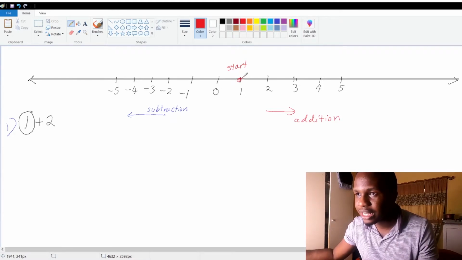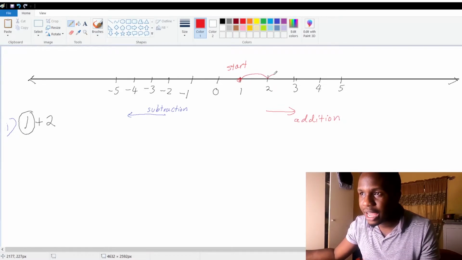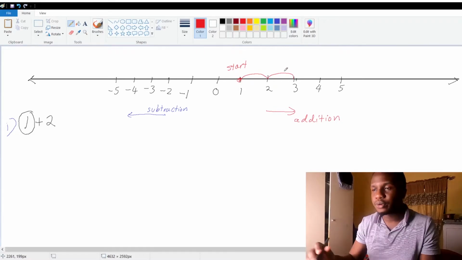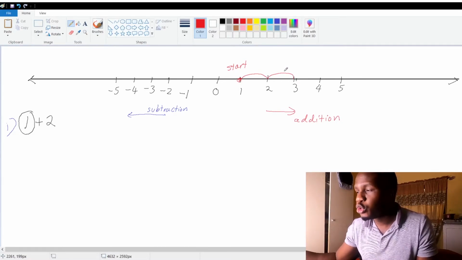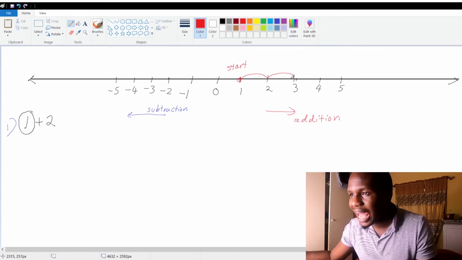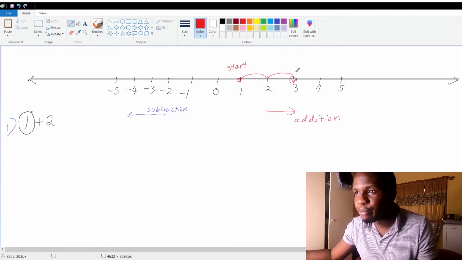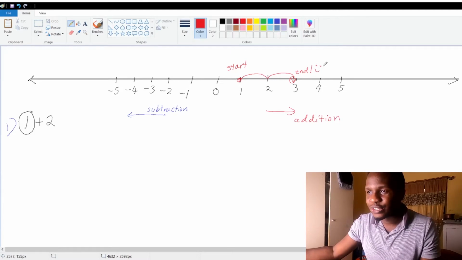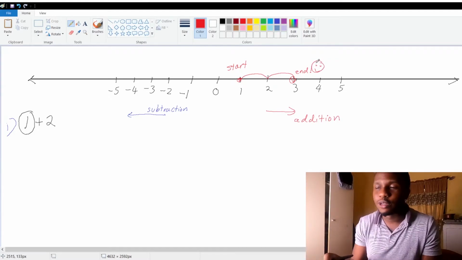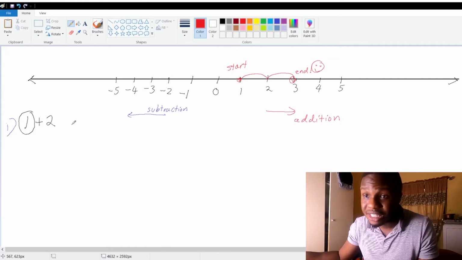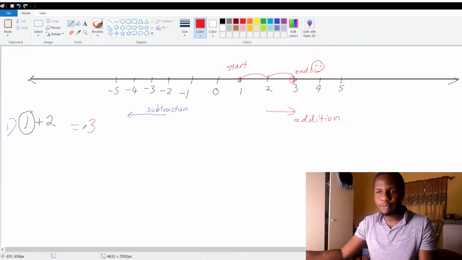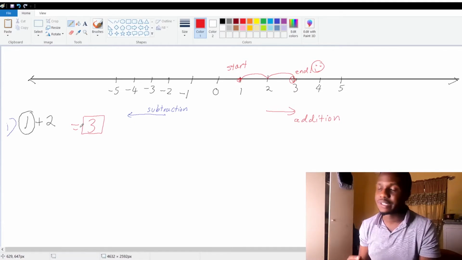So let's count that. That is 1 step and 2 steps, okay? So you will notice that I will land at 3. So 3 would be my end, okay? And this is my answer. So 1 plus 2 is indeed 3, okay? That's a very simple example. So let's do another example.